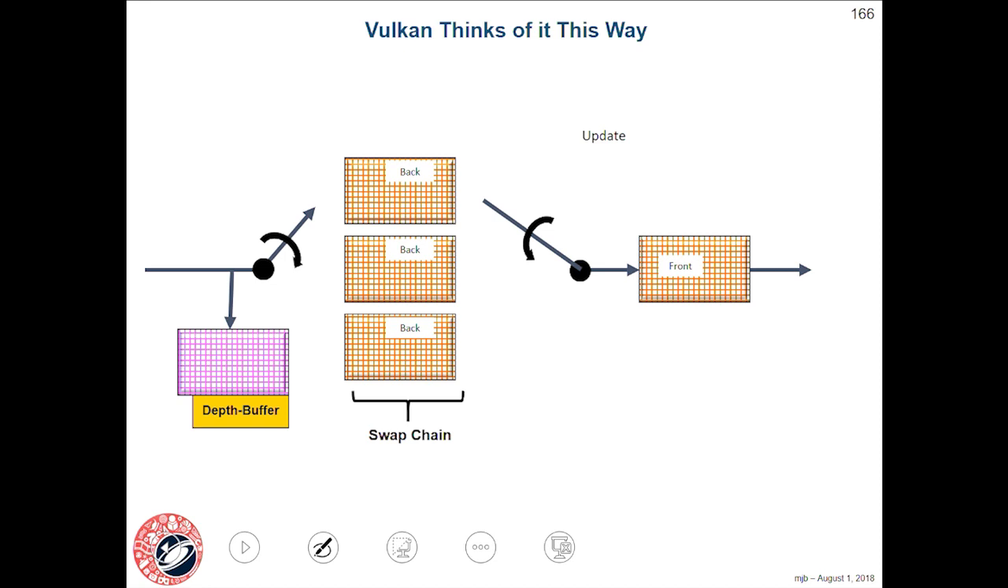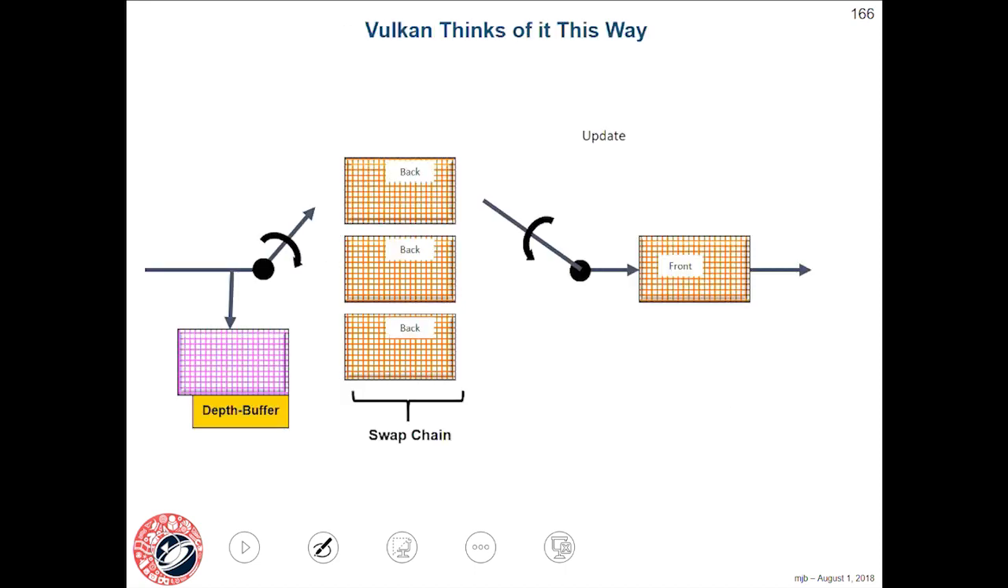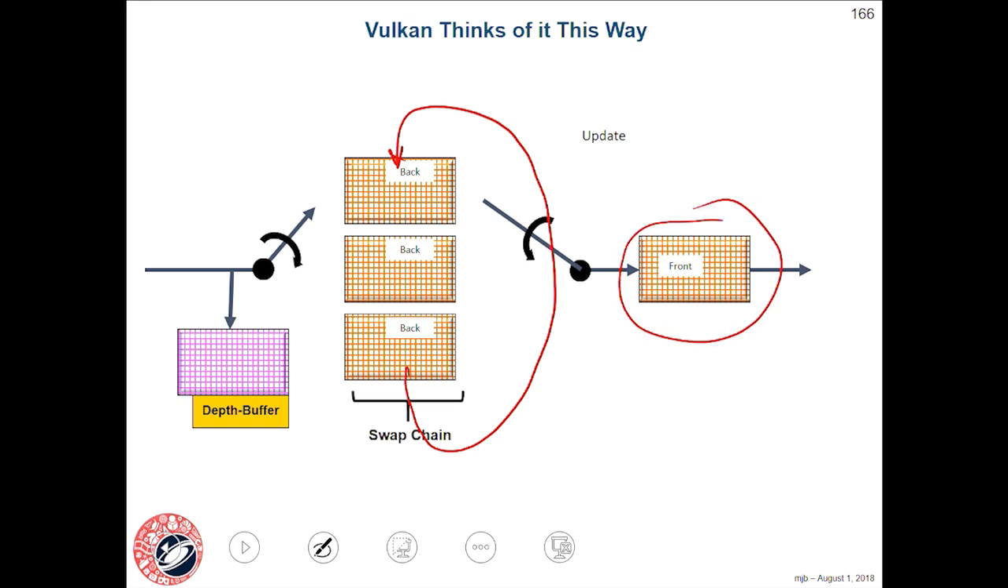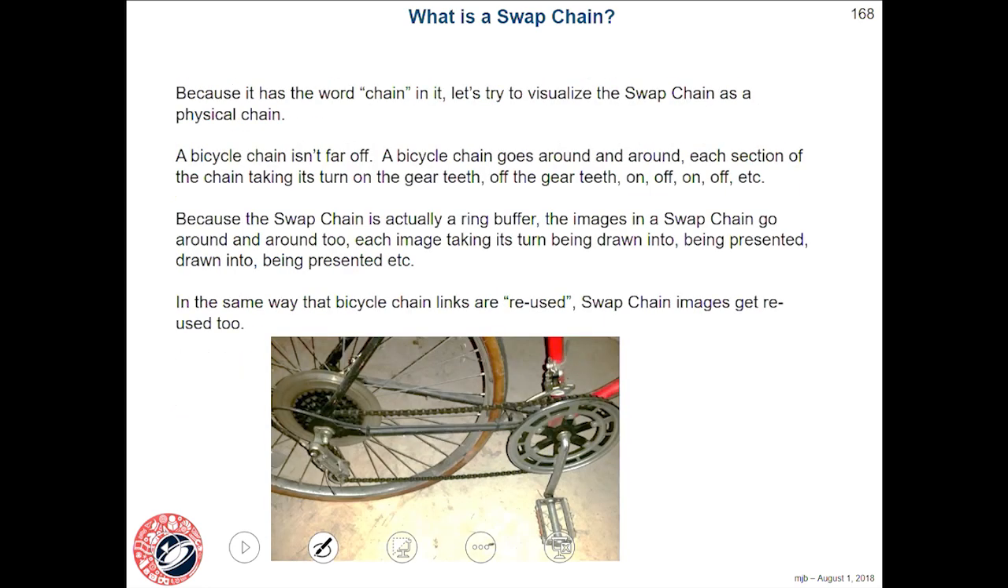And so rather than thinking of it like OpenGL does, it thinks of it more like this, except it's actually a ring buffer, so it would go back around this way. And so really what Vulkan is doing is it's switching between these different frame buffers, looking for one that's been rendered into and is ready for the user to see. And this is known as a swap chain.